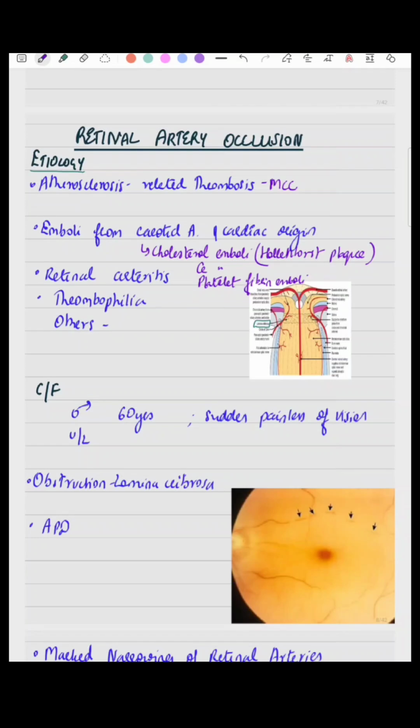Then it can also be due to retinal arteritis, such as polyarteritis nodosa, SLE, Wegener's granulomatosis, scleroderma, etc. Then there can be other causes like thrombophilia, angiospasm, and rare causes like OCP, sickle cell anemia, polycythemia, Eales syndromes, etc.